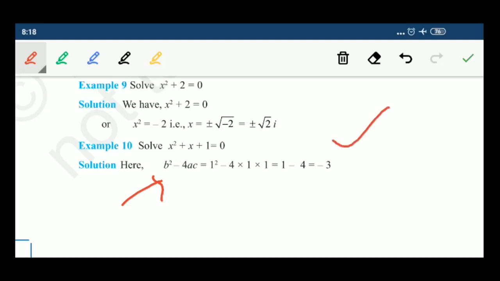So which is negative. In 10th class, if we got the value of b square minus 4ac less than 0, we said that it has no real roots. But now, if we get b square minus 4ac less than 0, we can solve it.